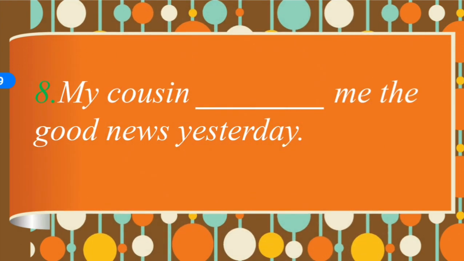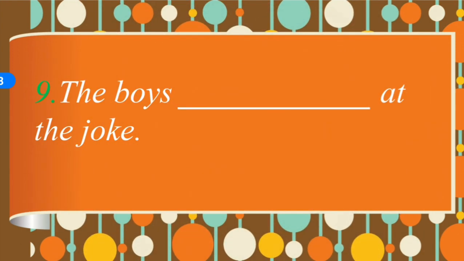Next one. My cousin dashed me the good news yesterday. The verb that is given to us is give. What is the past form of give? Yes, we just did it. Gave. My cousin gave me the good news yesterday.